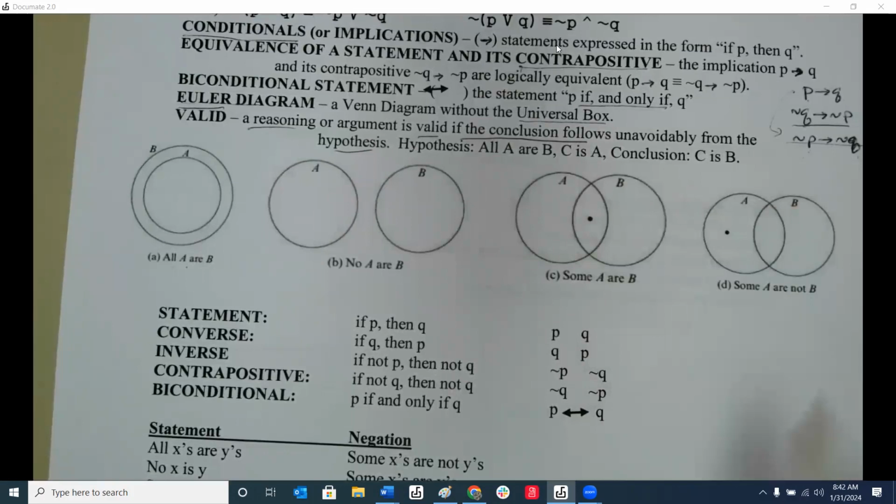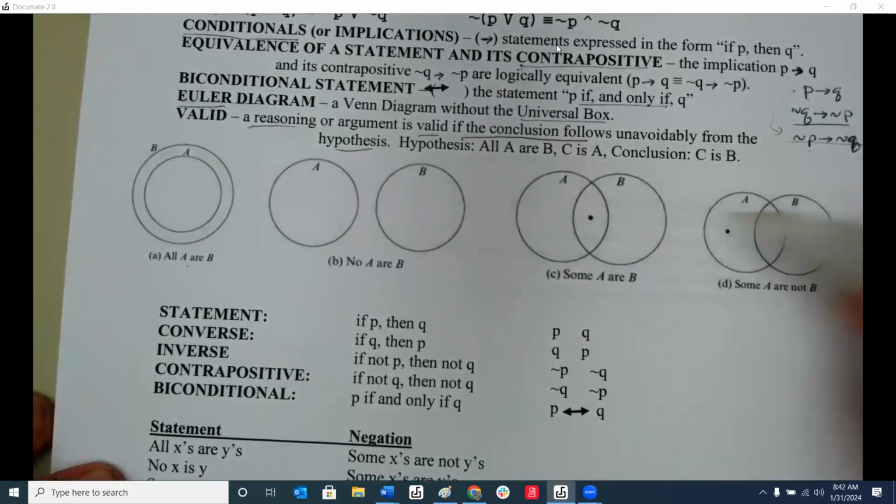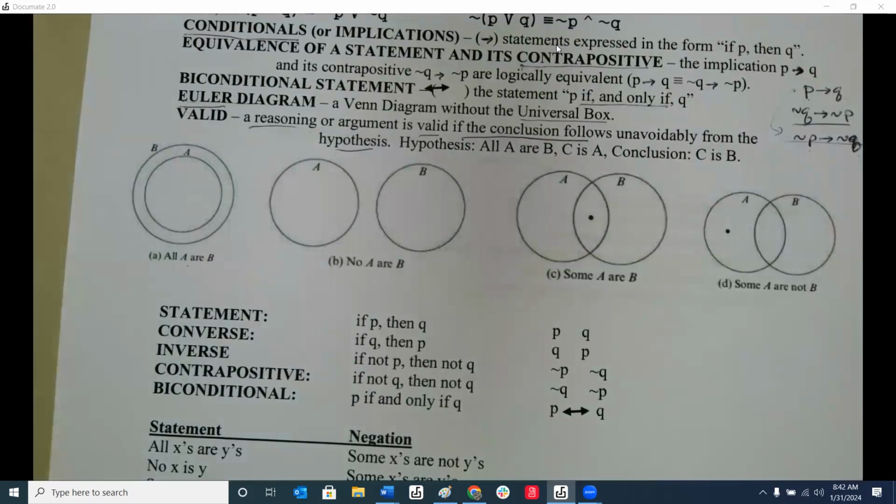Some A are not B. Yeah, that's this area here. These are the A's that are B. These are the A's that are not B. Likewise, what would you say about this side? Very good. B's that are not A. Exactly.